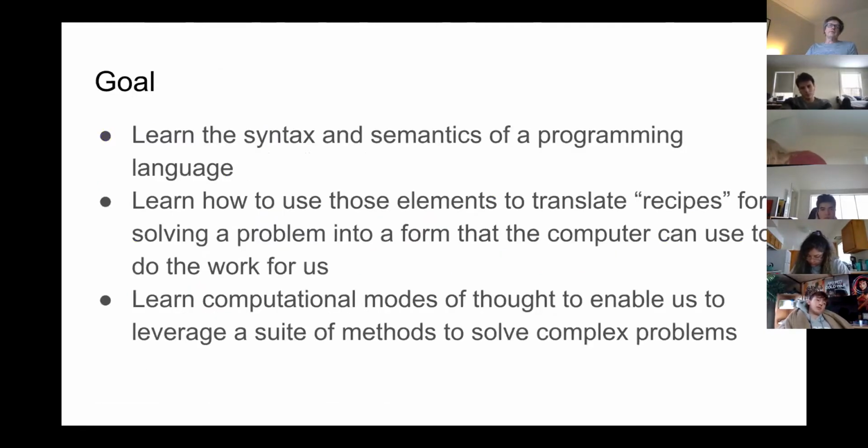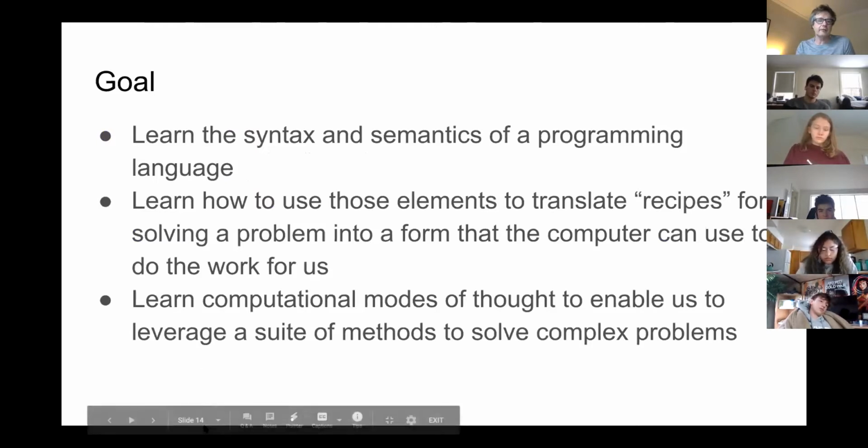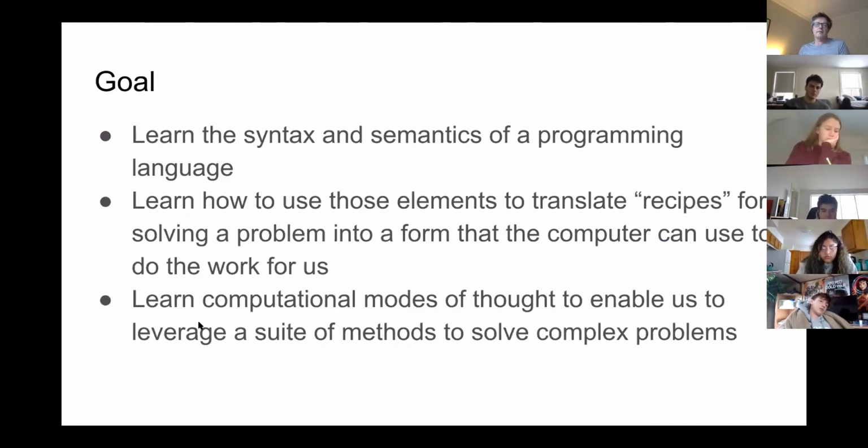So the goal here is to learn syntax and semantics of a programming language and to use those elements to translate recipes, something we call algorithms, for solving the problem into a form that the computer can now solve the problem for you, right? So I could teach you, for example, on paper, how to come up with a square root. And then you could say, you know, that's a lot of work. I'm going to write a program to do that for me, right? And you can do that with lots of different things. So then we're going to also learn computational modes of thought to enable us to leverage a suite of methods to solve complex problems, right? That's where computers really make sense, right?